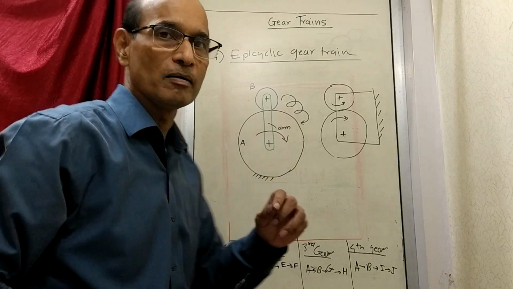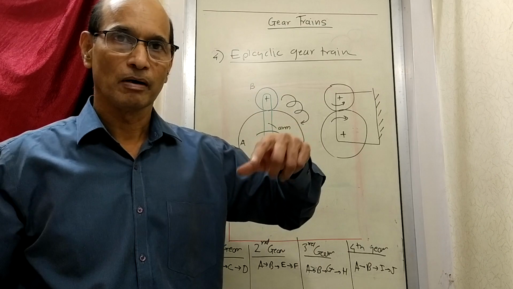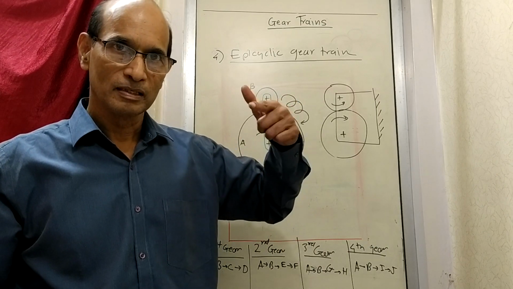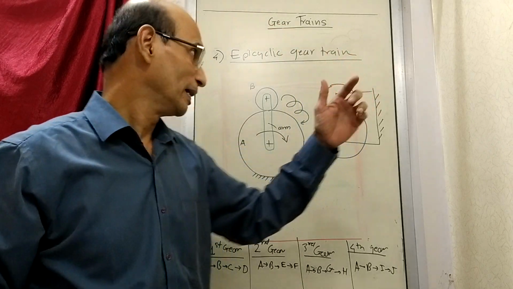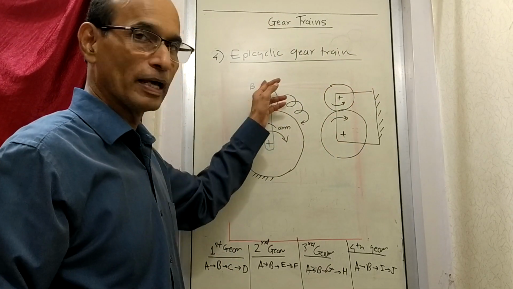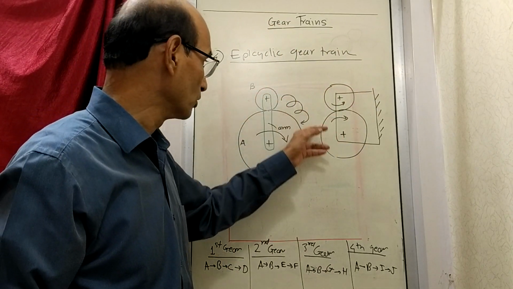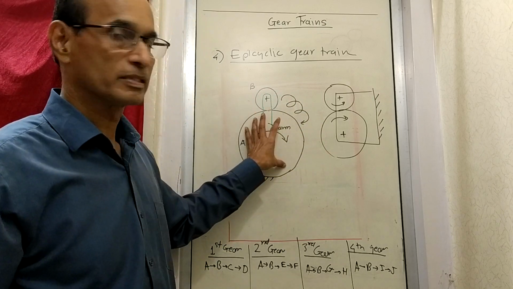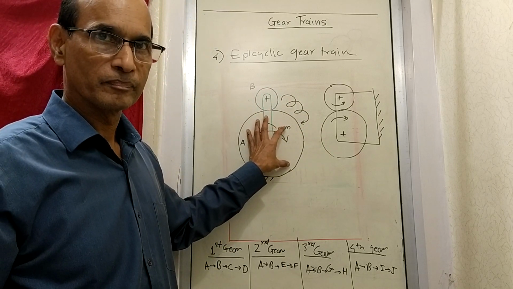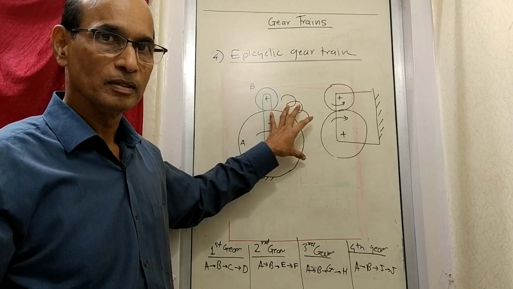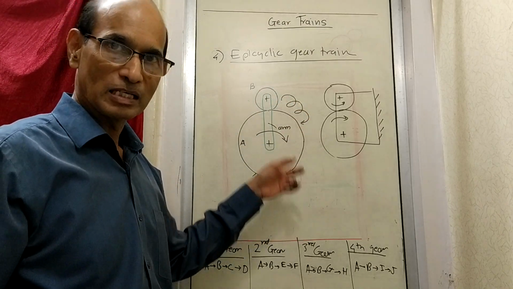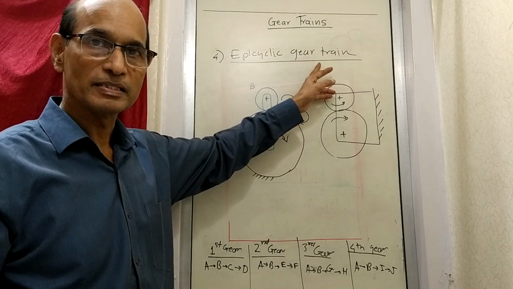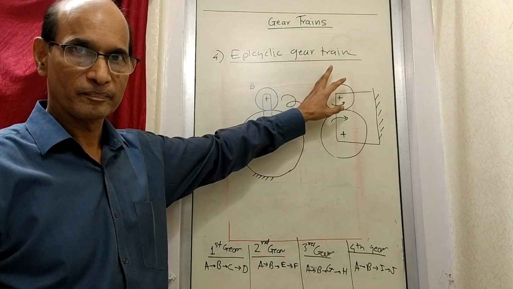That means something like a planet. The Earth is rotating about its own axis, and it is also rotating about the Sun. Like that, this is rotating about its own axis, and at the same time it is also rotating about this particular gear A. So it has a complex motion, and this has happened because the axis of one of the gears is rotating. As per the definition, it is called an epicyclic gear train.